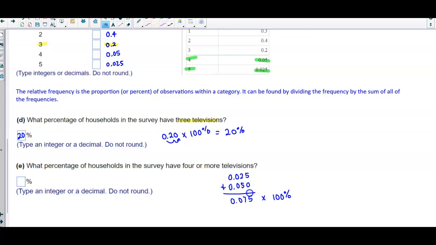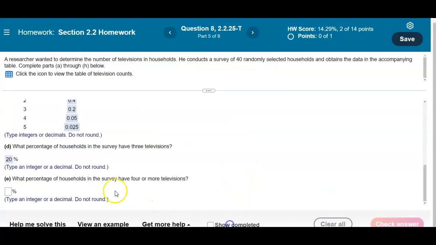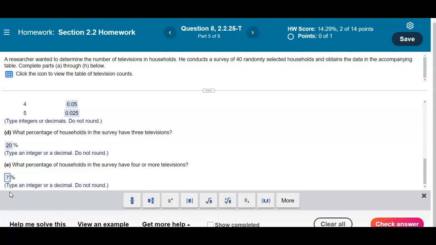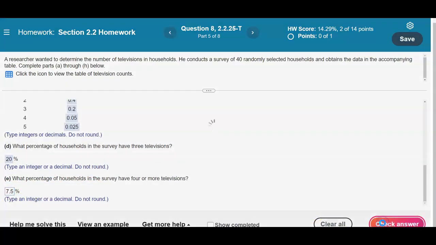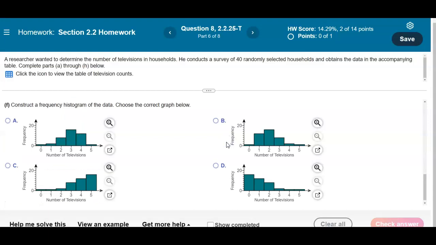So we're going to multiply it by 100%. So we're going to move this decimal over twice. And so therefore, when we multiply that, we're going to get 7.5%. So therefore, this is going to be 7.5%. So let's go ahead and put that value in here. So here is 7.5. Check our answer, and there is our result.